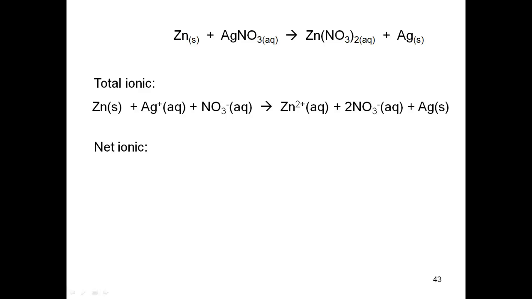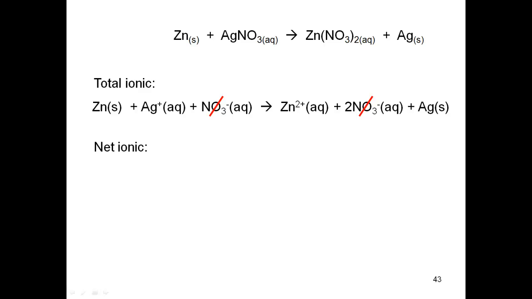Now we will go from our total ionic equation to the net ionic equation. To go from the total ionic to net, we need to get rid of the spectator ions, those things that look exactly alike on both sides and haven't changed state. Same charge, same everything. Looking at that, there's only one species that's exactly the same on both sides, which is the nitrate ion. Those are my spectators, so I'll cancel out my nitrate ions.